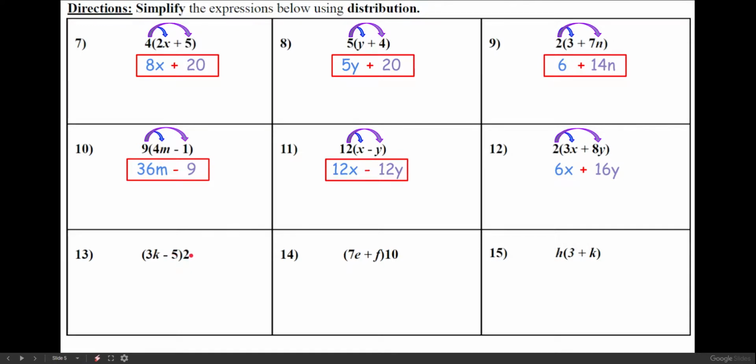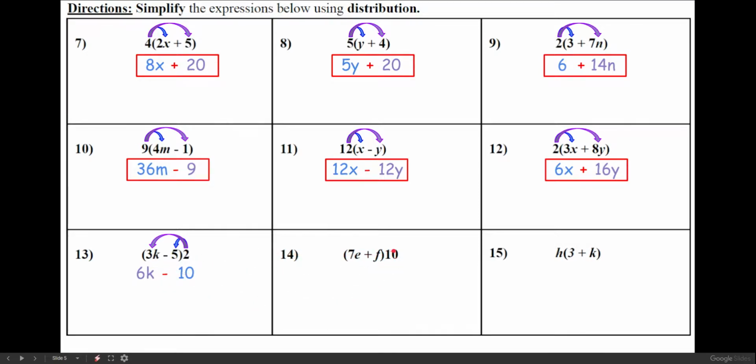Ooh, this looks kind of weird, but we're going to do the same thing. Multiply 2 times that first term. 2 times 3k is 6k, and bring down the minus sign. 2 times 5 is 10. Now, what you don't want to do is 2 times 5, which is 10, minus 2 times 3k, which is 6k, because 10 minus 6k means something completely different, because when you subtract, the order of the numbers actually matters. So do it this way.